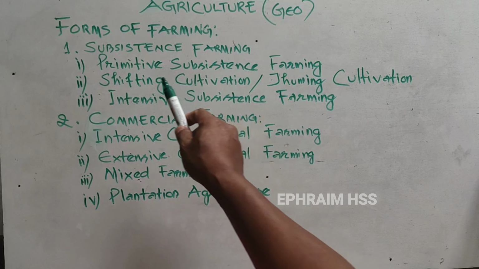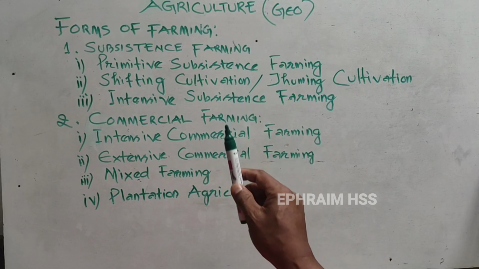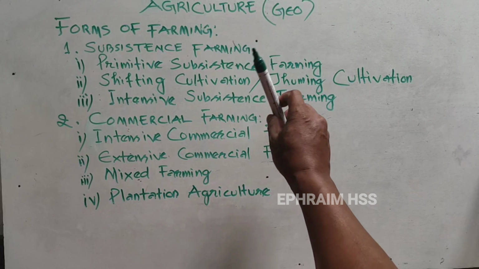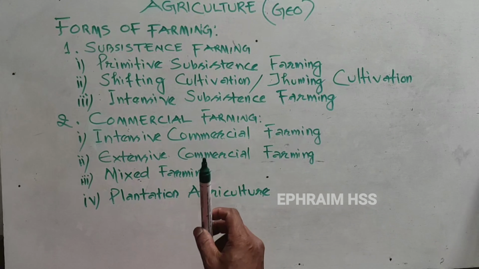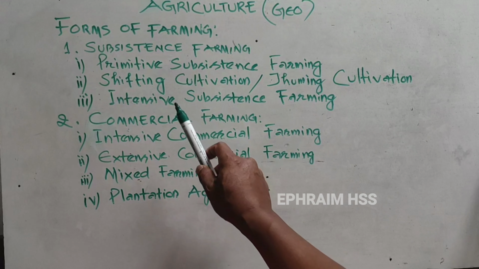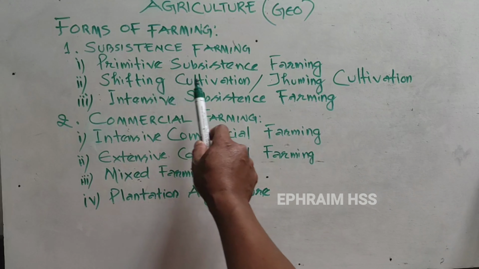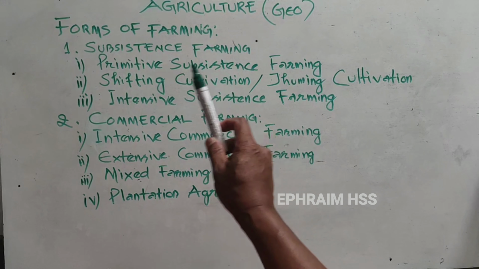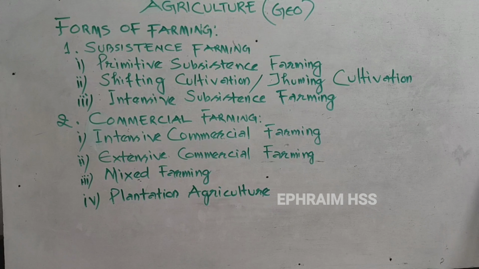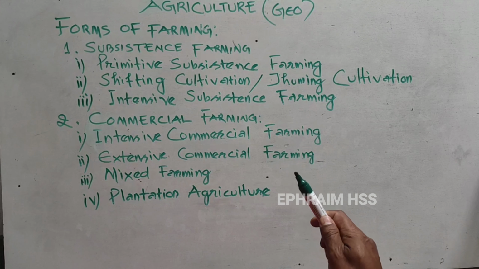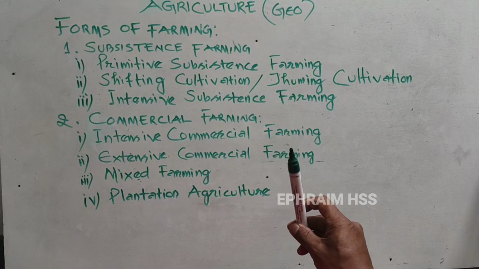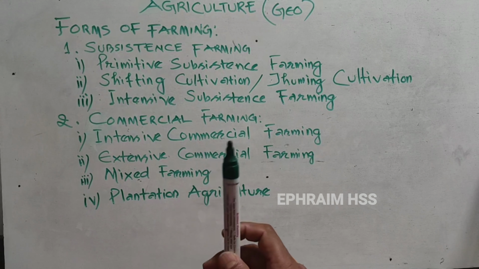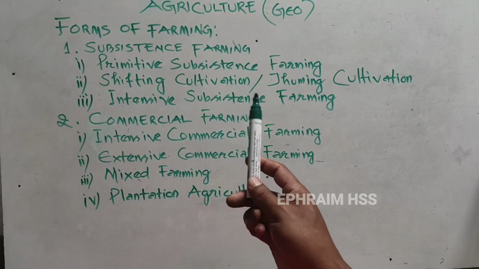And these types of primitive subsistence farming are practiced in places in Odisha, Madhya Pradesh, and northeastern states of India. The second one is shifting cultivation or jhumming cultivation. These types of farming share certain features with primitive subsistence farming. However, it has some distinctive characteristics which are different from primitive subsistence farming.